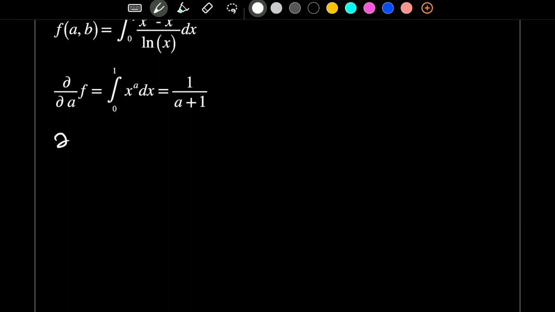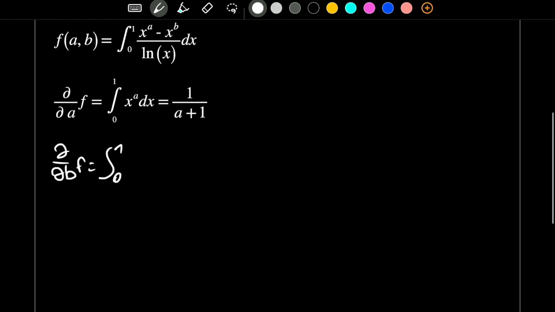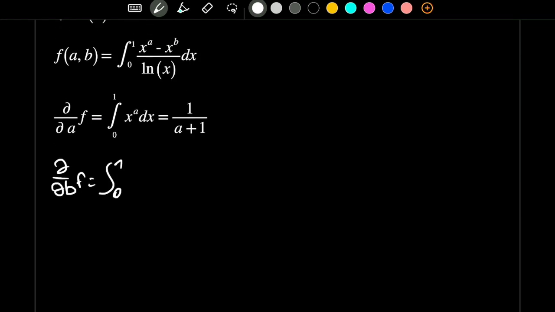Okay, so taking the partial with respect to b of f, we would just get the integral from 0 to 1, and then we would just have the exact same process as before, except we're going to get a minus sign and of course x to the power of b dx. And this would be equal to minus 1 divided by b plus 1.